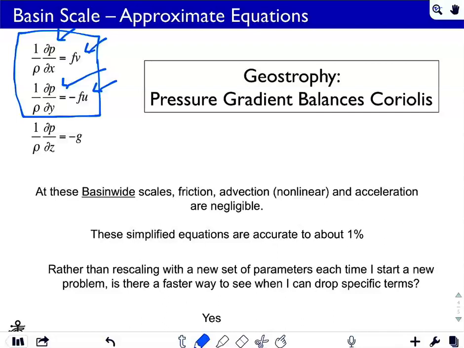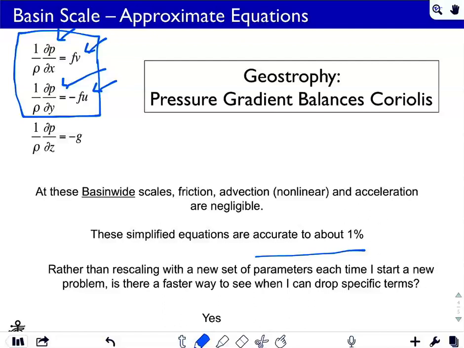Now, since we examined the terms of the momentum equation for basin scale, do we have to repeat the same procedure for every different problem in order to determine if we can throw out all those terms and use this set of equations? And as I noted here, they're simplified to be accurate to about 1%. So you can capture all but about 1% of the flow dynamics at basin scale simply by solving these equations, if you're looking across these time scales and these length scales at mid-latitudes.